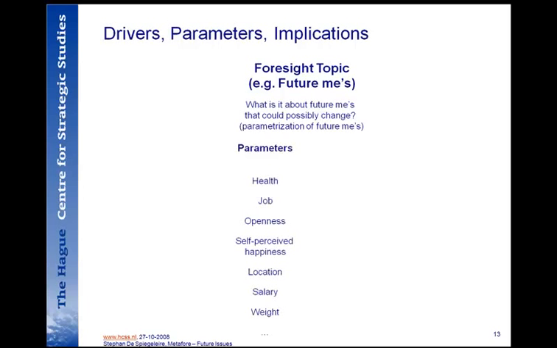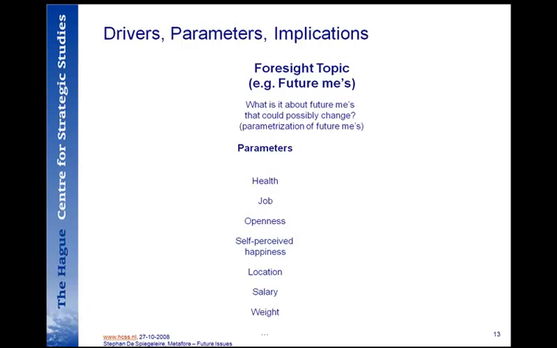You can start making a list, and I've just put some here, more for fun than anything else. My future health is something that could vary. I could be healthy in the future, I could be much less healthy. My location, where will I be living and working? That could certainly change. My salary might change. My weight, hopefully, will change. So you try to identify the main parameters of your future me that are liable to change or susceptible to change in the time frame that you're interested in.